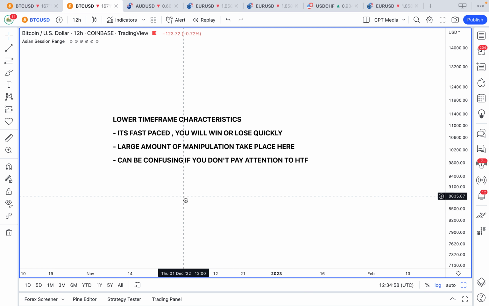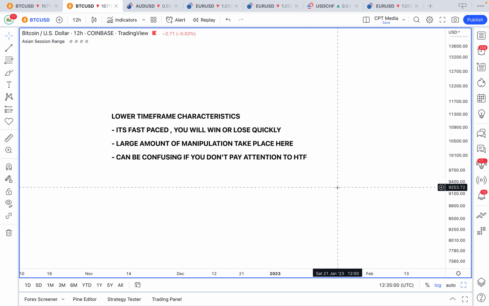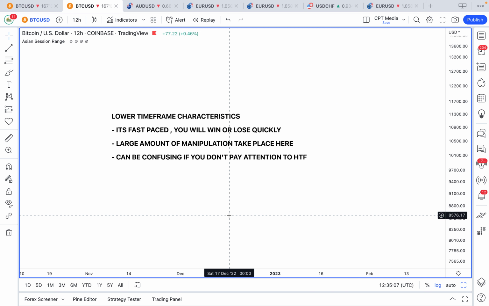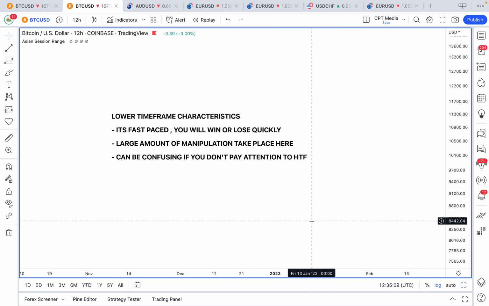So the first thing you need to understand is the lower time frame characteristics. Okay, it's very fast paced. Because you're scoped down on a lower time frame, you're going to see big candle, big volume movements. So when you're taking positions, you will either win or lose very quickly. This is something you need to understand and condition your mind to adapt to.